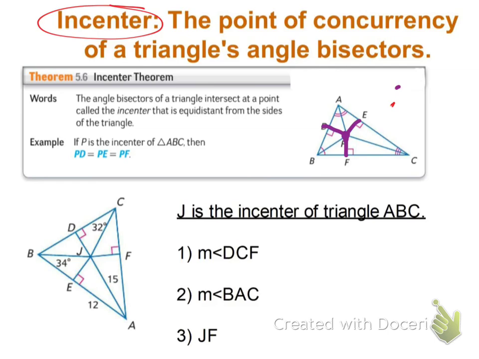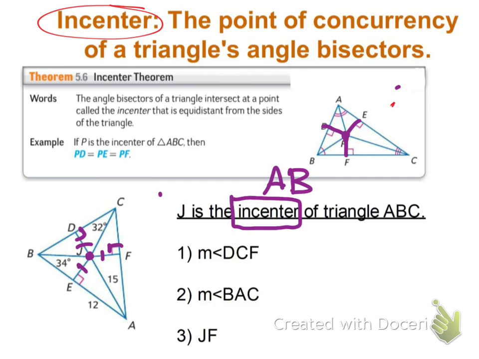So they're telling me in this problem that J is the incenter. Think about all the things we know from them telling us that. We know that right now we have some angle bisectors in this problem. We also know that these pieces where they're showing us right angles are going to be congruent. So there's a lot of things we know from them just telling us that's an incenter.